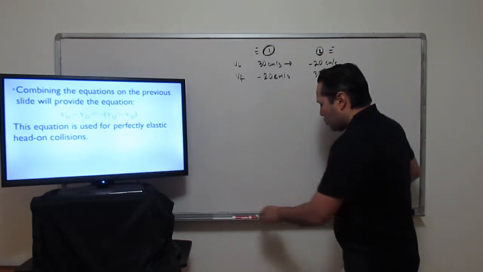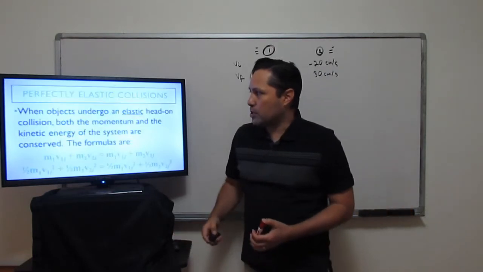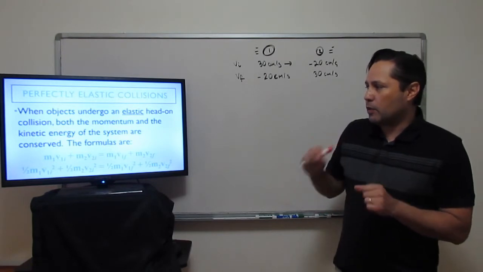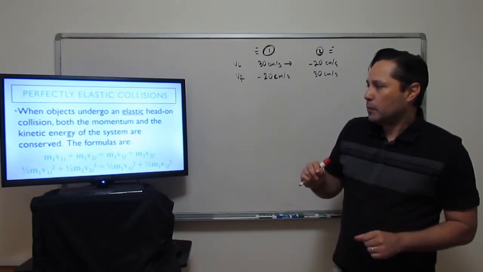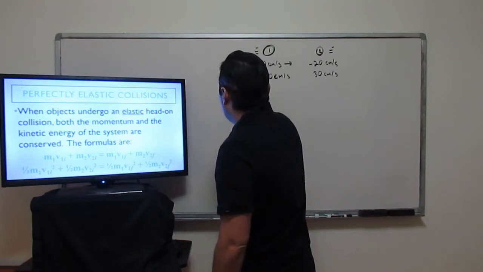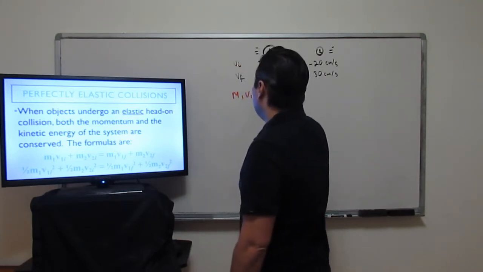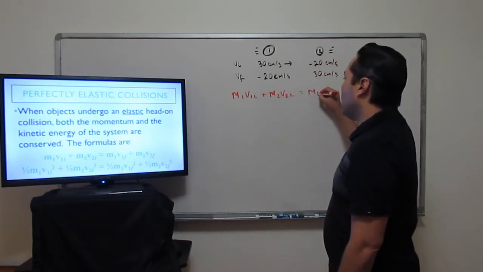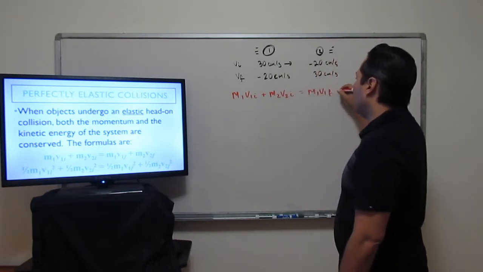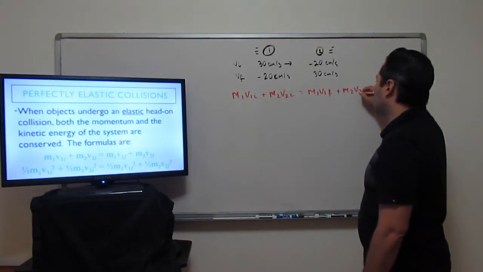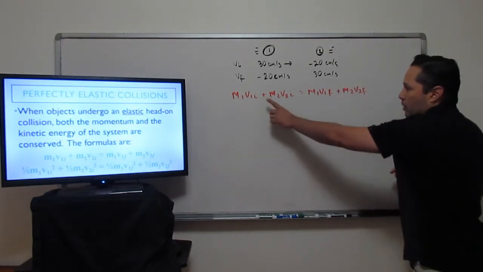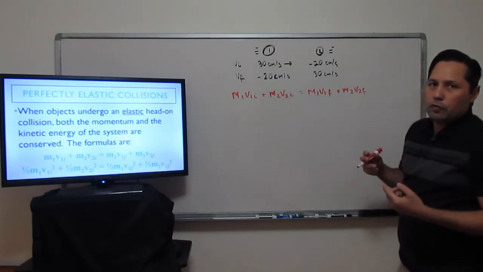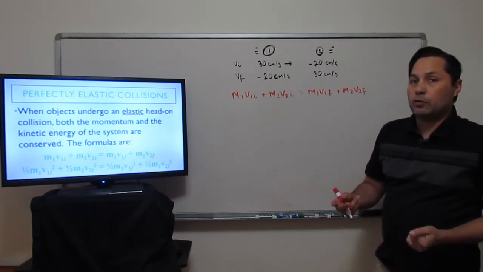I'm going to begin with the conservation of momentum. Here's our formula, and we're going to get rid of some things from it. Let me write it down. M1 V1 initial plus M2 V2 initial is equal to M1 V1 final plus M2 V2 final. We're looking for the velocity for object 1 final and velocity for object 2 final as well. So we're looking for two things. That's why we need two formulas.